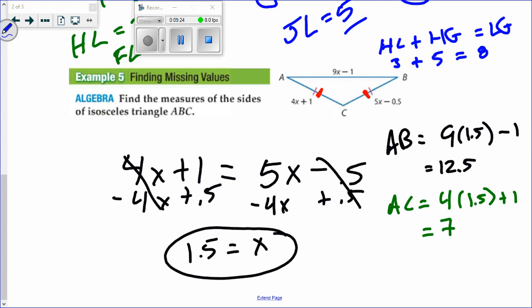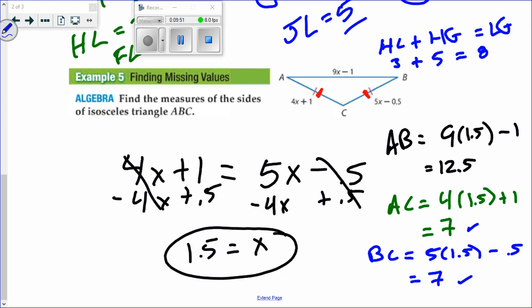Lastly, we need to find BC. BC is equal to 5 times x, which is 1.5 for x, minus 0.5. So 5 times 1.5, 7.5. 7.5 minus 0.5 would give us 7. And then we see, yes, we have an isosceles triangle. AC and BC are congruent. This is what we should have done.